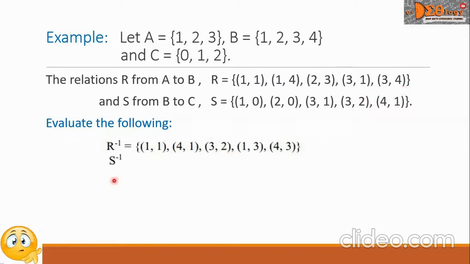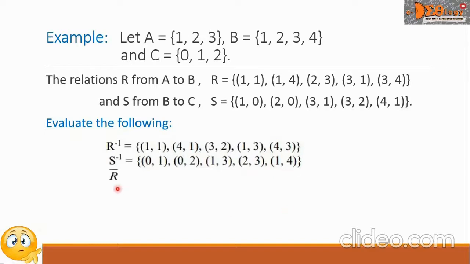For the S inverse, we will do the same idea: interchange the first element and second element of each of the ordered pairs. So (1, 0) becomes (0, 1). (2, 0) becomes (0, 2). (3, 1) becomes (1, 3). (3, 2) now becomes (2, 3). (4, 1) becomes (1, 4).